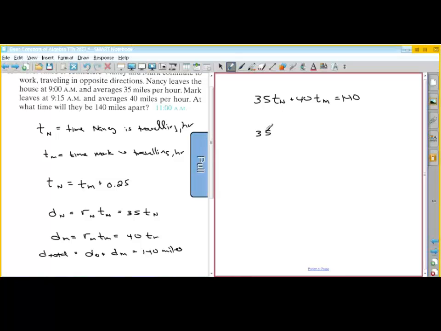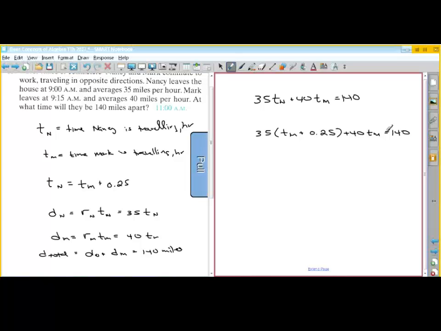final relationship. So the time that Nancy travels is going to be equal to the time that Mark travels plus 0.25. Then we add the second term and then the other side. So now, by using substitution and working through everything that we know, trying to understand the problem and using the definition of the relationship between distance traveled, the rate, and the time, we've finally ended up with an equation in one variable.